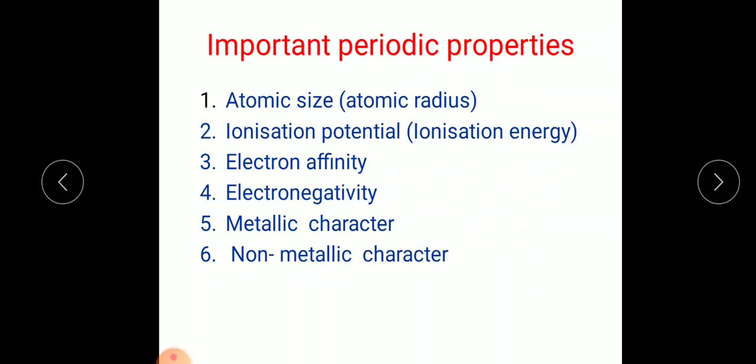Okay, now we'll discuss the important periodic properties. These are the 6 important periodic properties that we need to discuss: atomic size, also called atomic radius; ionization potential, also known as ionization energy; electron affinity; electronegativity; metallic character; and non-metallic character. So first we'll discuss atomic size or atomic radius.